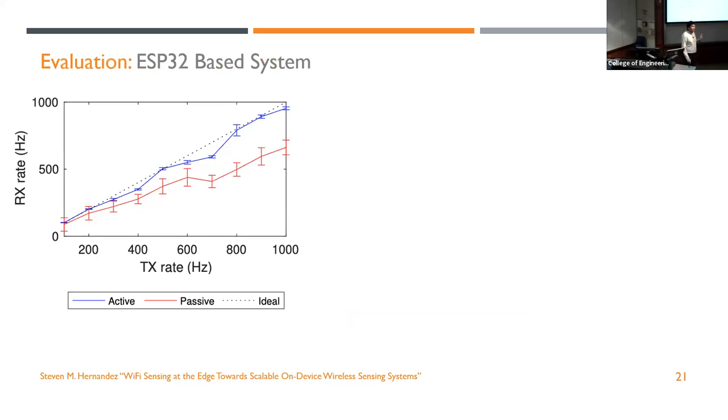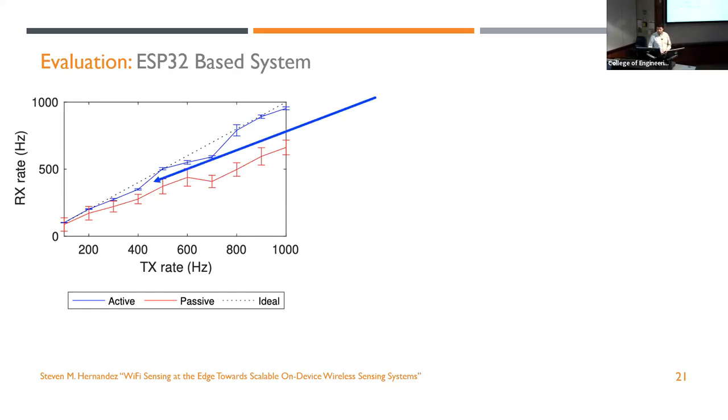Considering those two active and passive cases, we evaluated based on our sensor that we've been using, how much data can we actually capture from these devices? For example, on the x-axis here, we have the transmission rate. The transmitter sends out frames at some rate, some number of samples per second. And our expectation is that the receiver can then receive that same number of samples at the same rate.